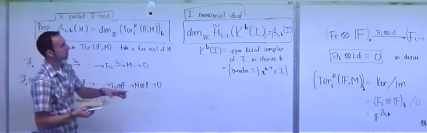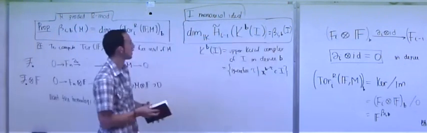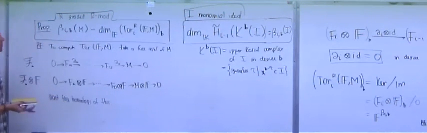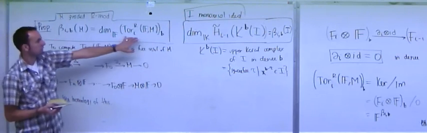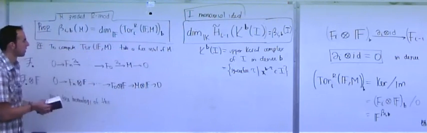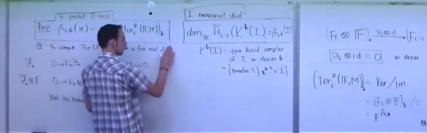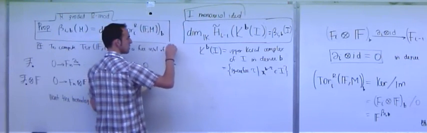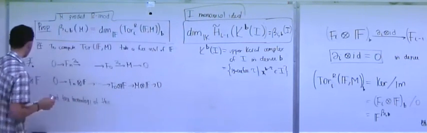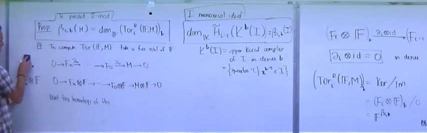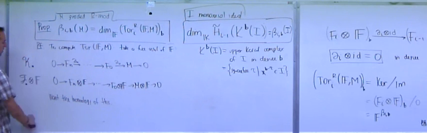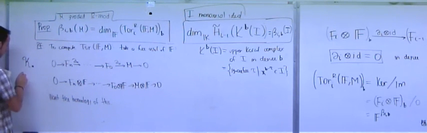This is what I'm going to prove. You can compute this Betti number by this homology. And the way I'm going to do it is, like I just said, I'm going to compute this in a different way by taking a free resolution of F, which I'm going to call K, and then tensoring that guy by M. Okay.